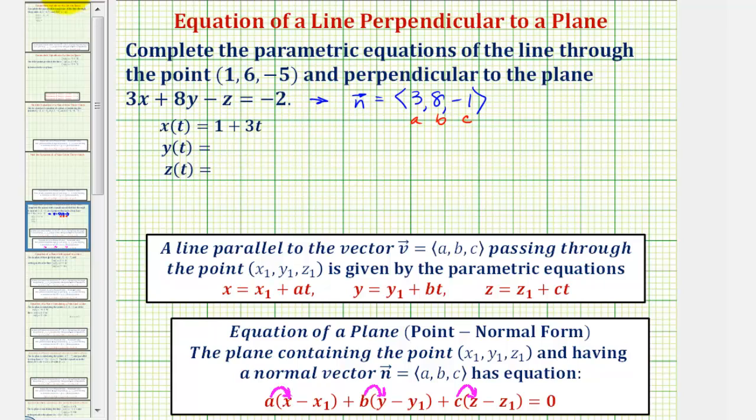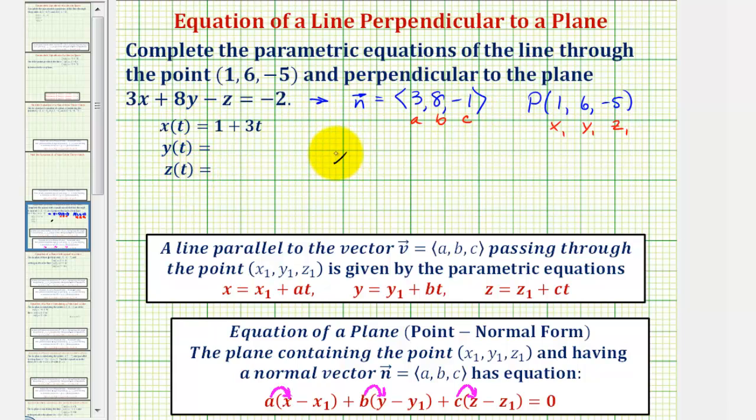And because we're given our line passes through the point (1, 6, -5), this tells us that x1 = 1, y1 = 6, and z1 = -5. Notice for this problem they gave us the first equation for x of t. They gave us this so we knew exactly which normal vector to use as the vector that the line would be parallel to. Any scalar multiple of this vector n would also be a vector that the line would be parallel to. But because the coefficient of t is positive 3, we know this is the exact vector we want to use to find our equations.